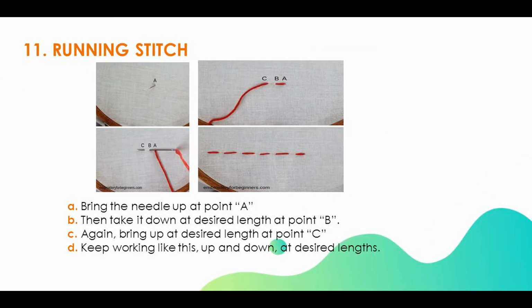11. Running stitch. A. Bring the needle up at point A. B. Then take it down at desired length at point B. C. Again, bring up at desired length at point C. D. Keep working like this, up and down, at desired lengths.